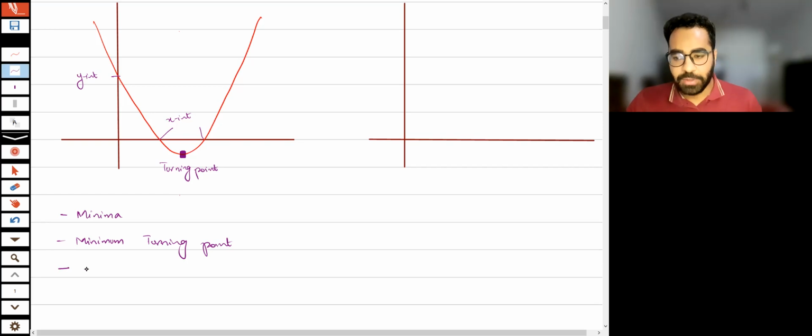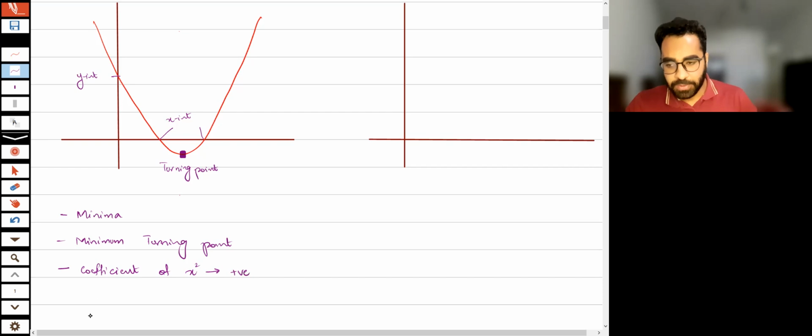And when do we get a minimum turning point, or when do we get a minima? We get a minima when the coefficient of x squared in a quadratic equation is positive. For example, in an equation like 5x squared plus 6x plus 1, my coefficient of x squared is positive 5. What does that mean? That my curve would be a minimum.